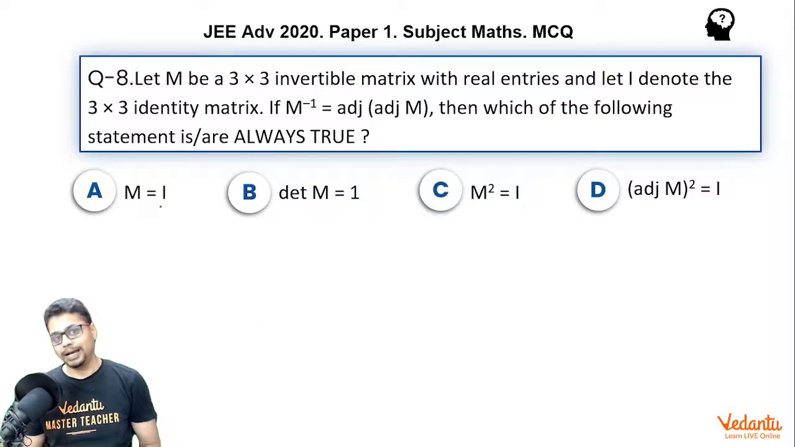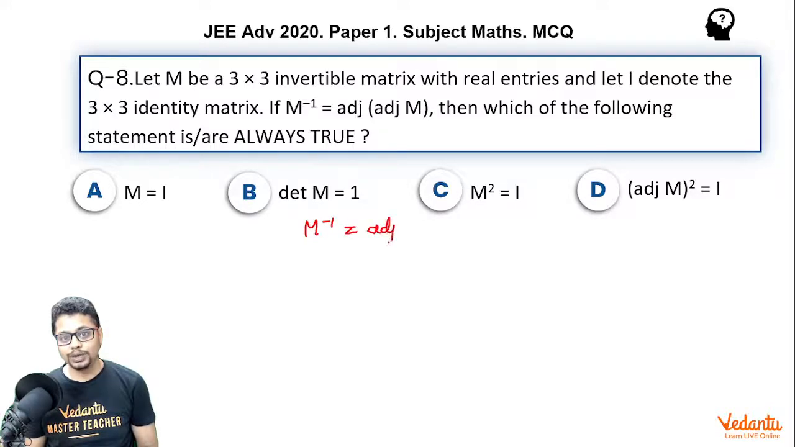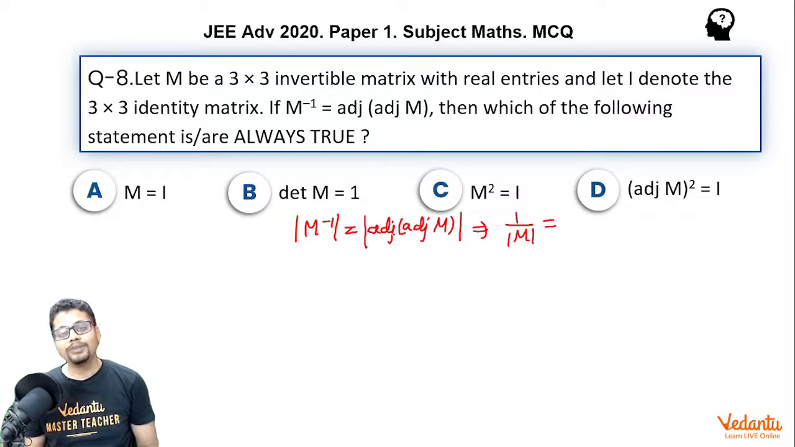As we see the options, the first thing that we may want to do is find the determinant value, and the relation that we will be using, of course, is M inverse is equal to adjoint of M. Now M inverse is equal to adjoint of M, and I'll take determinant on both sides. Determinant of M inverse we know is 1 by determinant of M, and determinant of adjoint of M is determinant of M to the power n minus 1 whole square.